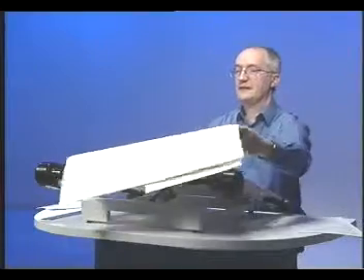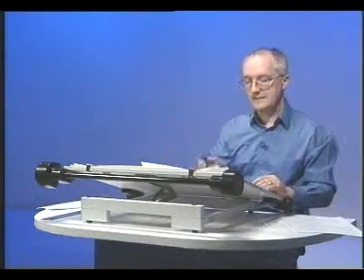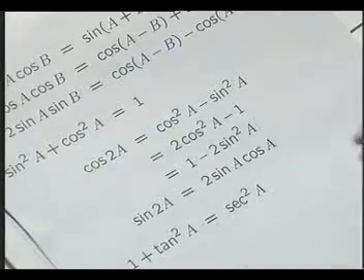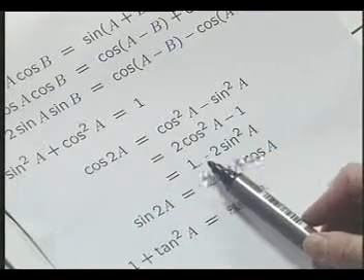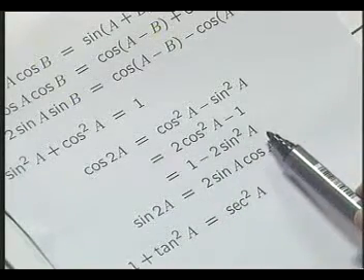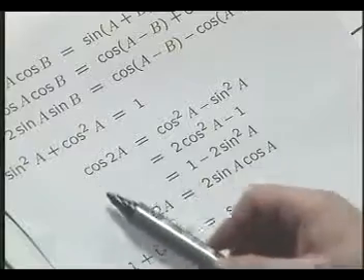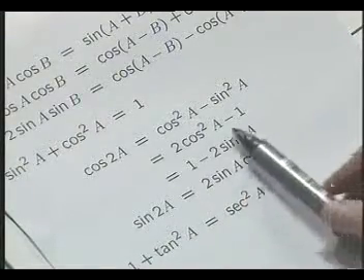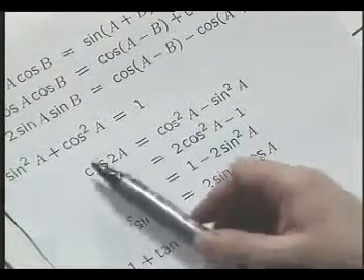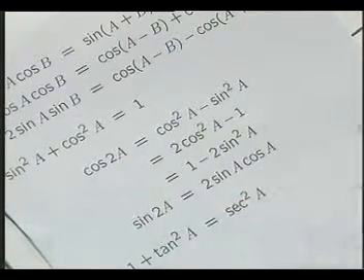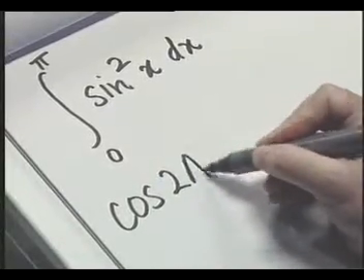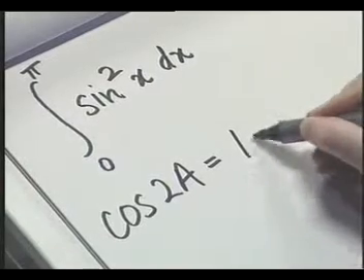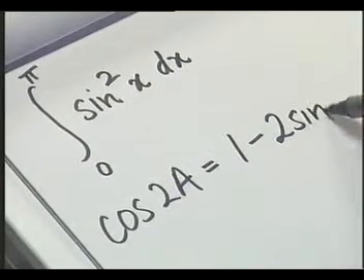Let me just flip back to the table of trigonometric identities. The identity that I'm going to use is this one. The cosine of 2a is 1 minus twice sine squared a. If you inspect this carefully, you'll see that this will enable us to change a sine squared into the cosine of a double angle. Let me write that down again. The cosine of 2a is equal to 1 minus twice sine squared a.